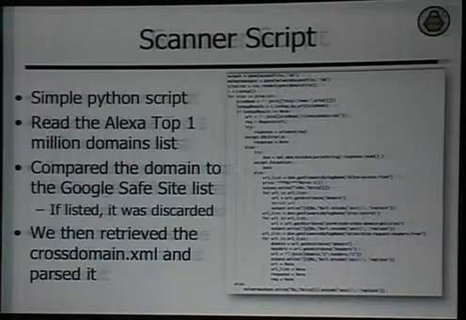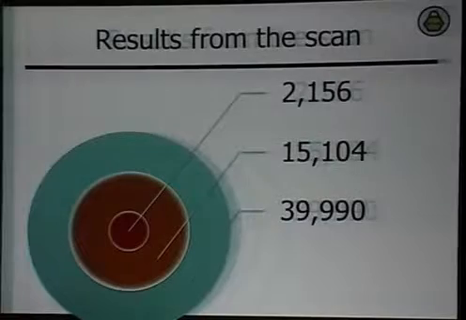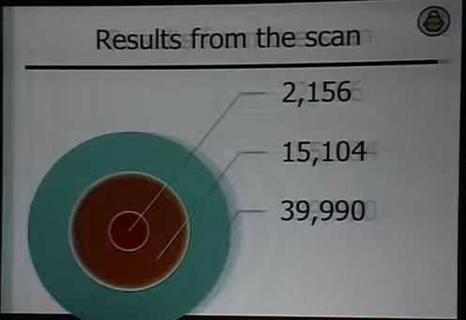Woohoo! All right. And we pulled the cross-domain.xml file, parsed it to examine what crack were they smoking, right? So the results from the scan: of the 410,000 sites scanned for the cross-domain.xml file, 39,990 actually had it. So either they implemented Flash or Silverlight, and whether they still had it or just left the cross-domain.xml file on there didn't really matter to us. Of the 39,990 sites hosting a cross-domain.xml file, 15,104 allow any site on the internet to pull data from their site.